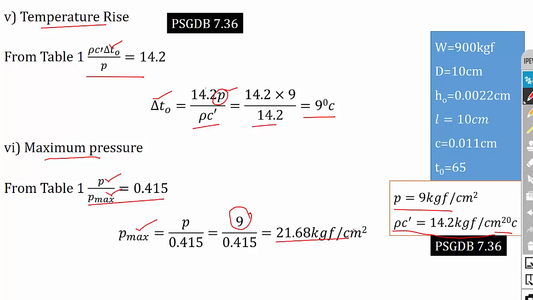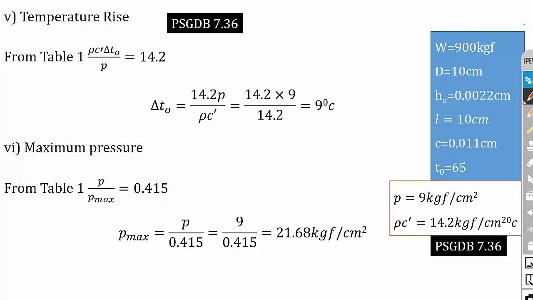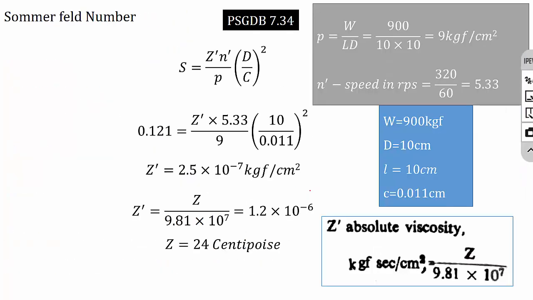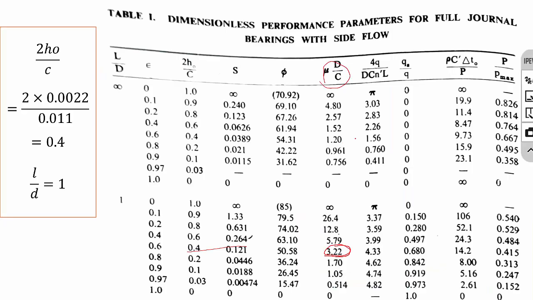Okay, so this is how you have to approach the problem when the minimum oil film thickness is given. So the calculation of Sommerfeld number is very important. So once after calculating the Sommerfeld number and the absolute viscosity, then the remaining procedure is simple. So you can take the values from data book. You can see that. So all the data values are given here.